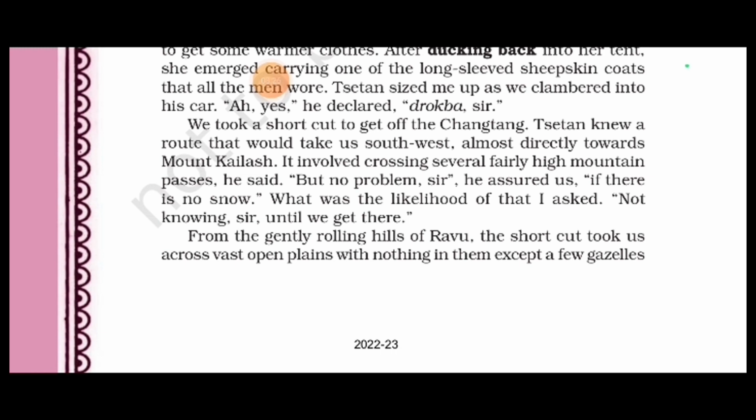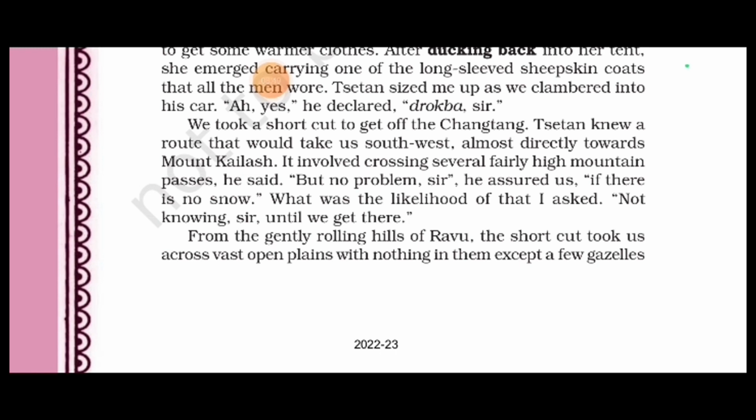Now he knew a way that would take us southwest almost directly towards Mount Kailash. It involved crossing several fairly high mountain passes, he said. But no problem, sir, he assured us. If there is no snow, what was the likelihood of that, I asked. Not knowing, sir, until we get there. अब क्या हुआ? They took a shortcut from Changtan. Changtan is a plateau.